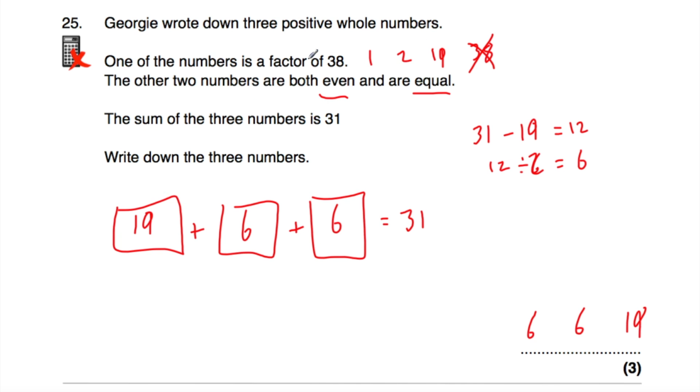And just to show you that if you had tried other numbers, we got quite lucky there in terms of our first attempt. But if we hadn't chosen 19, and we had tried 2 instead, then these two numbers would have to add together to be 29. And if you have 29, that's 14.5 and 14.5. They're not whole numbers, so that wouldn't work. And if this number was 1, then these two numbers would have to be 15 and 15. But we're told they're both even, so it can't be 15 and 15. So that's it. So the answers had to be 19, 6, and 6. And that's it.